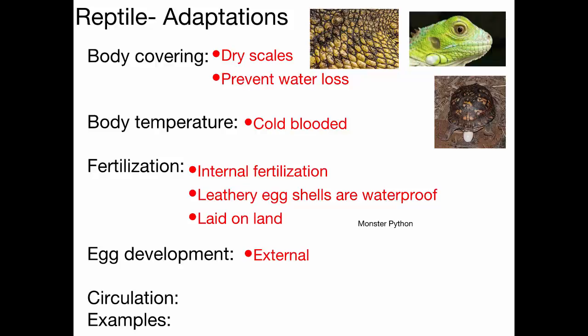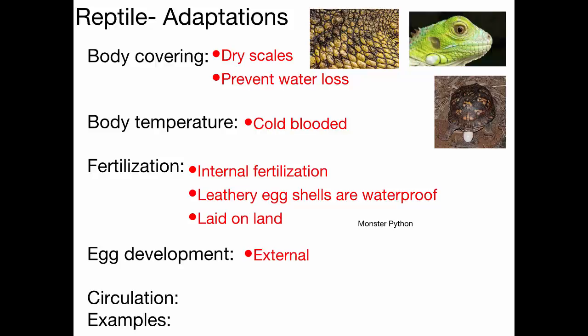Now if you remember amphibians, or let's start with fish. How many chambers did fish have in their hearts? Just 2. An atrium where blood came in, and a ventricle which pumped the blood out. Amphibians evolved a 3-chambered heart, where there's 2 atria. One brought in deoxygenated blood, one brought in oxygenated blood, and then one ventricle where they kind of mix together.